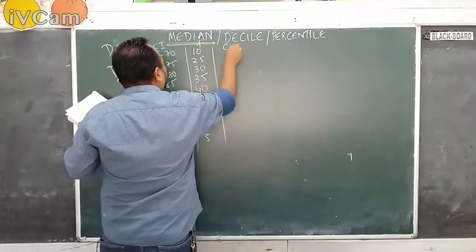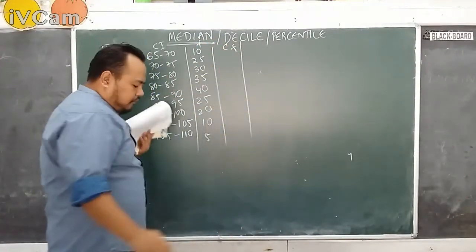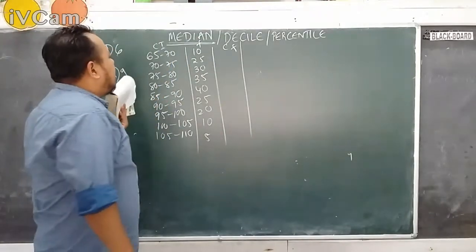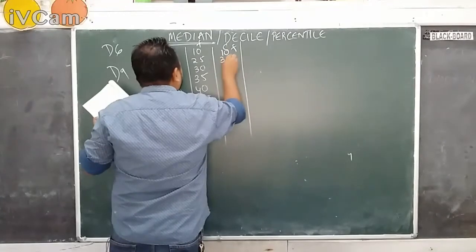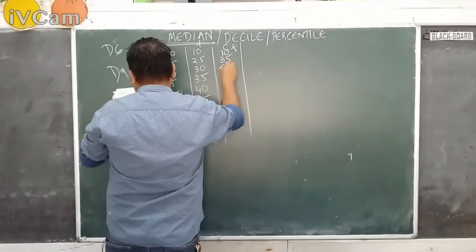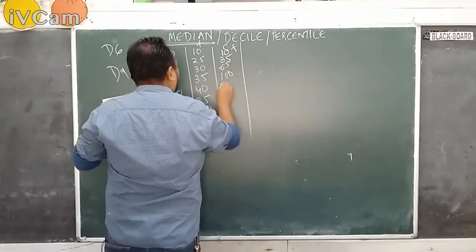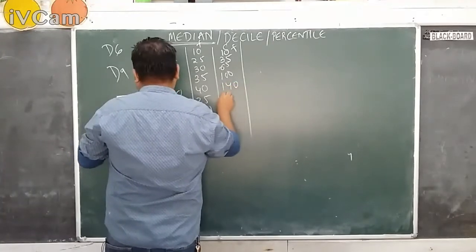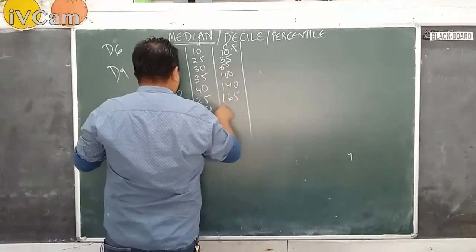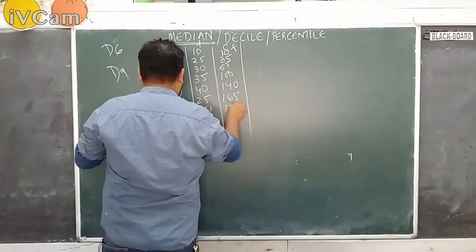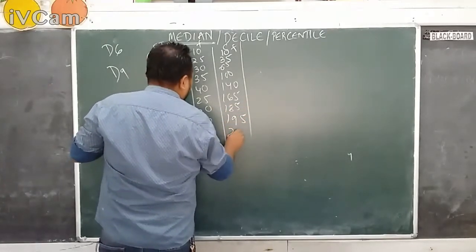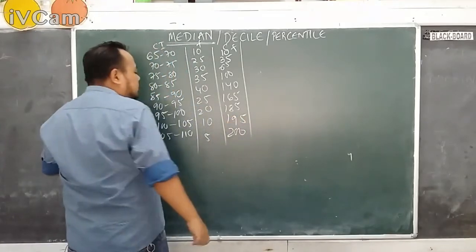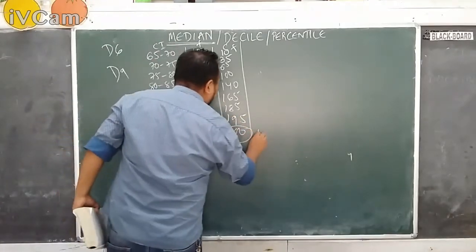So you find out the cumulative frequency. What does cumulative frequency mean? You just need to add the frequencies. So 10 plus 25 is 35, 65, 100, 140, then you get 165, 165 plus 20 is 185, 185 plus 10 is 195, and finally 195 plus 5 equals 200, that is capital N.